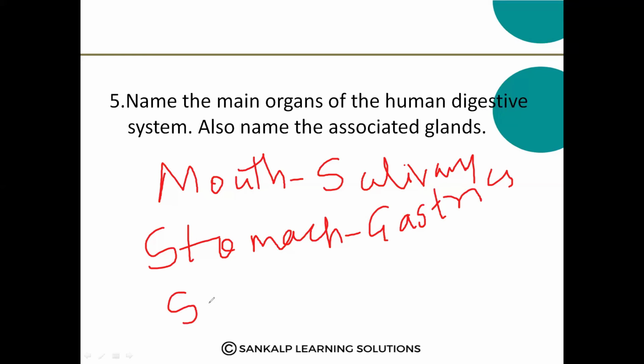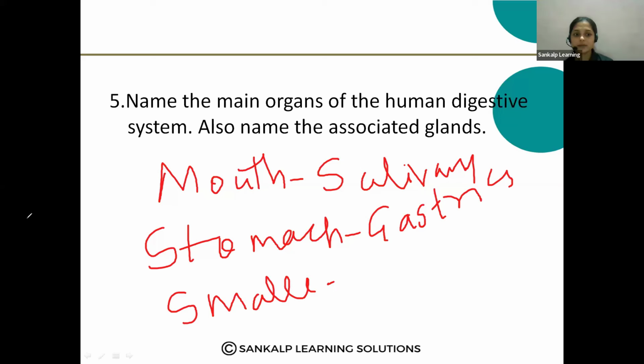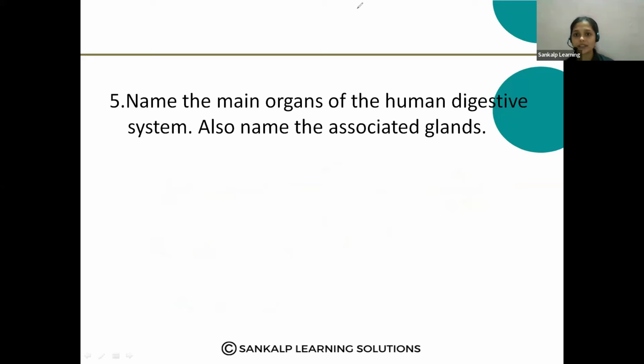Then in the small intestine, bile juice. This bile juice is secreted in the liver and it is received by the small intestine. So it is not secreted in the small intestine. In the small intestine, some glands, small intestinal glands, are there in the walls of the small intestine and they secrete the intestinal juice. They secrete the intestinal juice and that contains some enzymes.